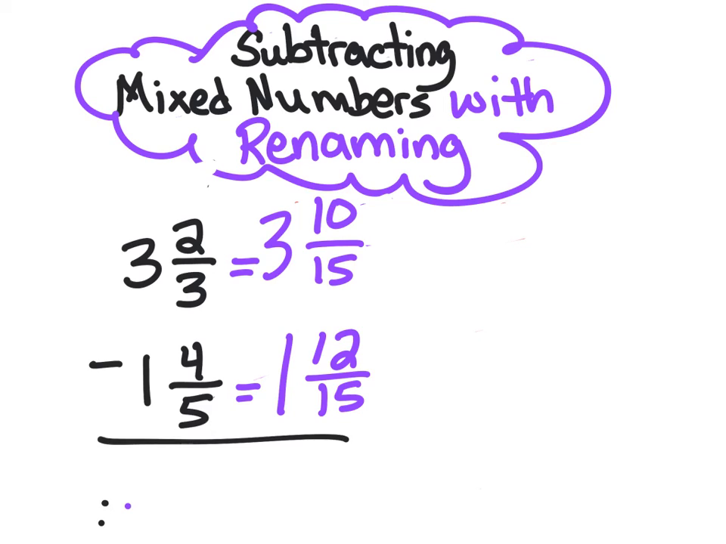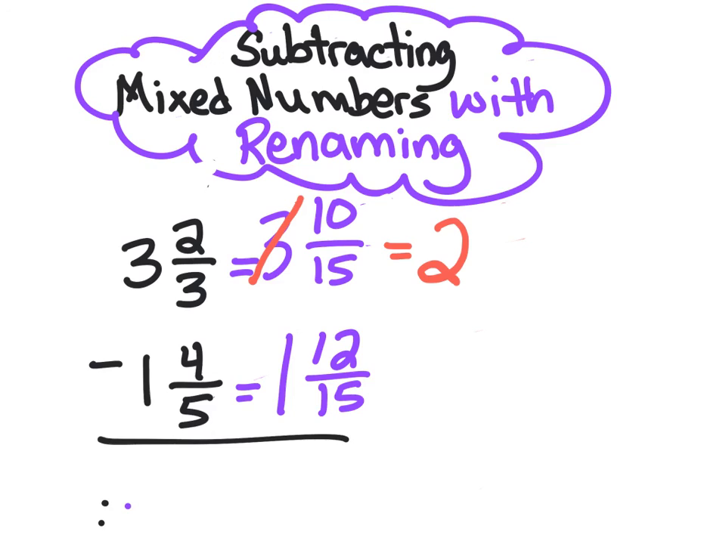As I've said in the past, we always try to subtract the fraction part first. I cannot say 10/15 minus 12/15. So I have to borrow or regroup. In order to do that, I have to go over to the 3, and I'm going to borrow 1 whole from that, which would make it a 2. Now I took away 1 whole. That 1 whole in this situation is equal to 15/15. So 3 wholes would be the same as 2 and 15/15.